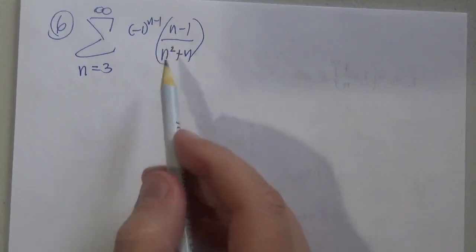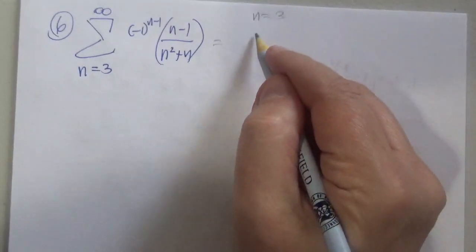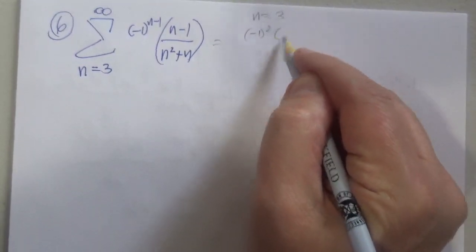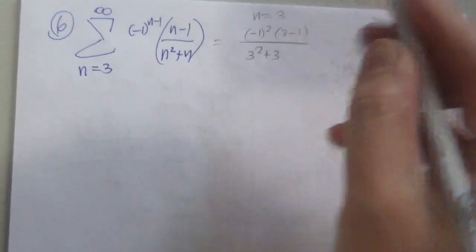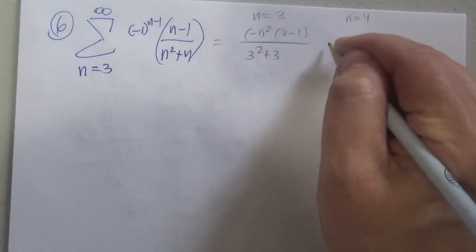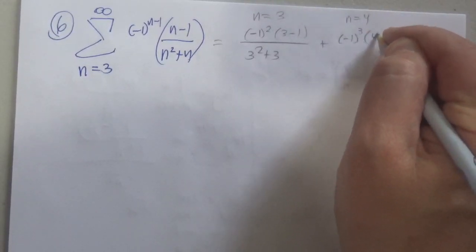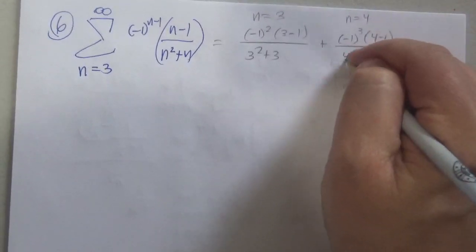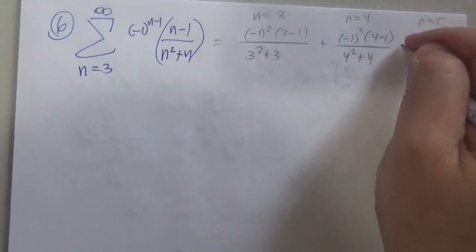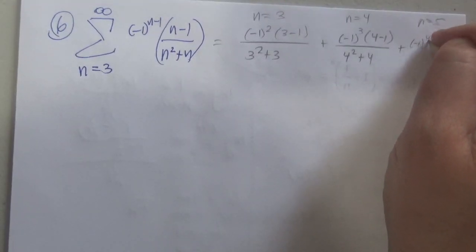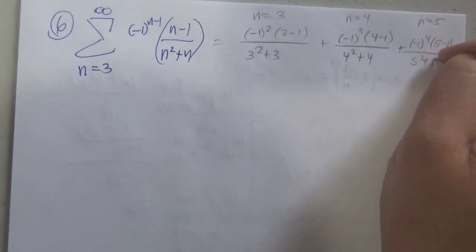Okay, so here is an alternating series problem. Let's plug in n equals 3. If I plug in n equals 3, I get negative 1 squared, 3 minus 1, 3 squared plus 3. I plug in n equals 4. I get plus negative 1 cubed, 4 minus 1, 4 squared plus 4. n equals 5: negative 1 to the 4th, 5 minus 1, 5 squared plus 5.